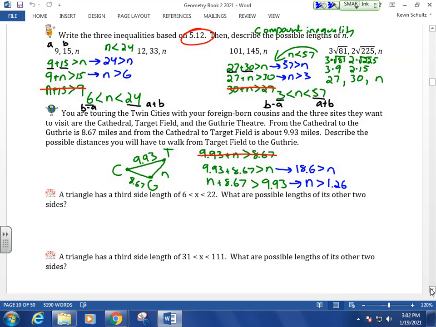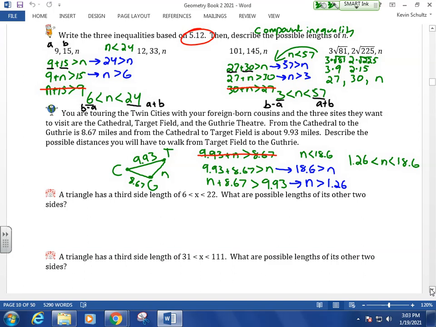So anyway, 18.6 is greater than n. We can rewrite that to be n is less than 18.6. If n is less than 18.6 and n is greater than 1.26, there's our low and our high end of our possible walking distances. I certainly hope it's more on the 1.26 side than the 18.6.